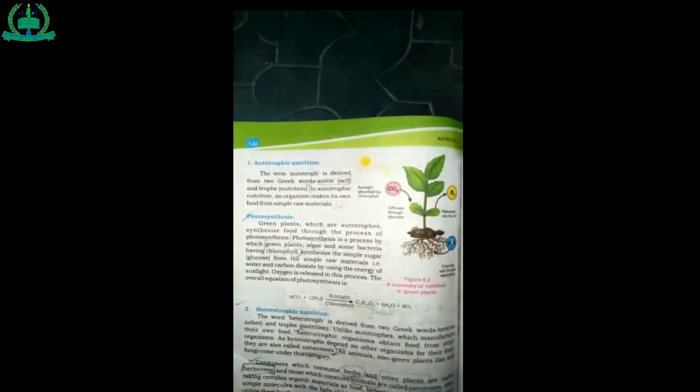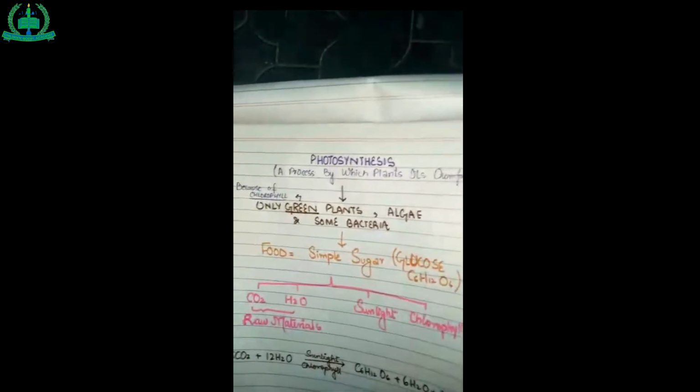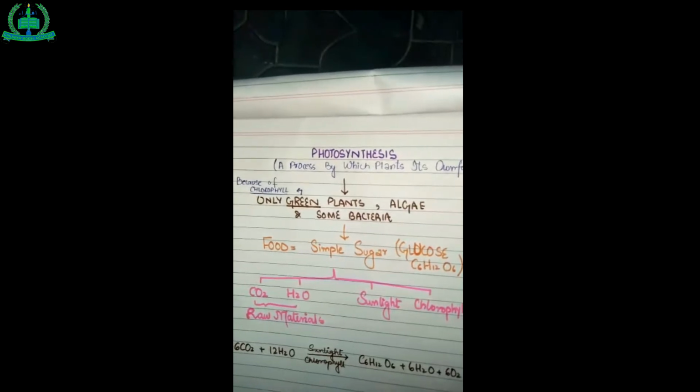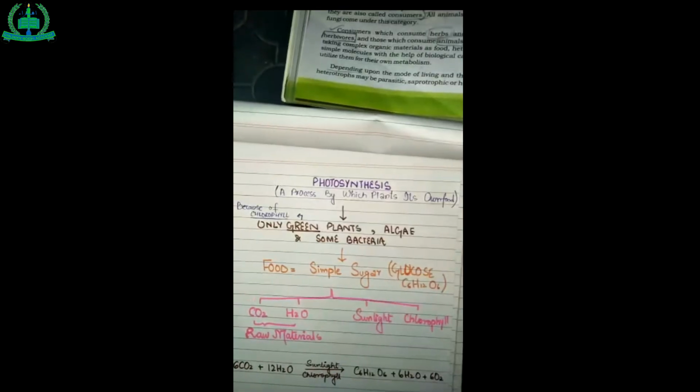Page number 140, in which we are going to discuss photosynthesis in detail, and we are going to consider this flow chart I have made for you all, because a flow chart makes learning easy. Now, what is photosynthesis? The first thing that you should keep in your mind is that photosynthesis can only be done by green plants, anything that has chlorophyll in it, right? And photosynthesis is the process by which plants make their own food, right? Because they are autotrophs. Now let's begin.